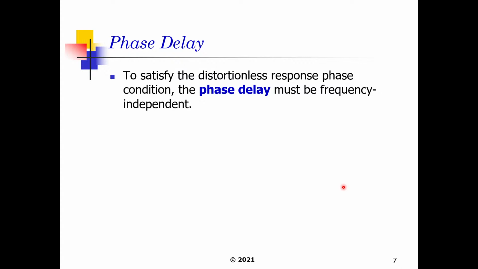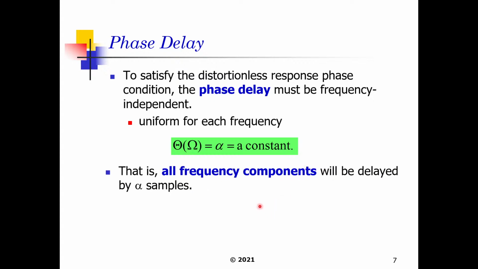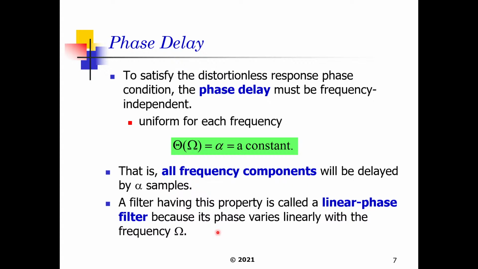And in order to satisfy that distortionless response phase condition, your phase delay must be frequency independent, meaning that it's uniform for each frequency, and as such, the equation there will resolve to alpha being a constant. So all frequency components are going to be delayed by a factor of alpha samples. And once you do have this constant phase delay for all frequency components, the design of the filter is referred to as a linear phase filter. And we're going to see why it's a linear phase filter in a little bit when we actually plot the phase response.